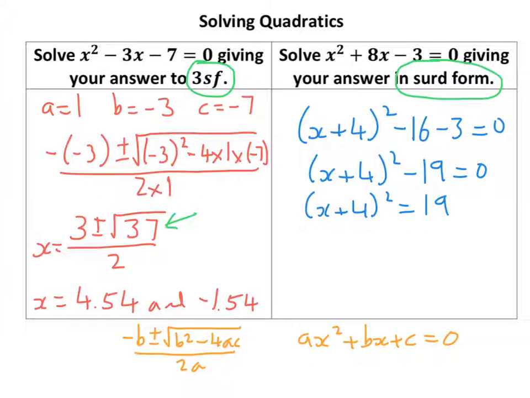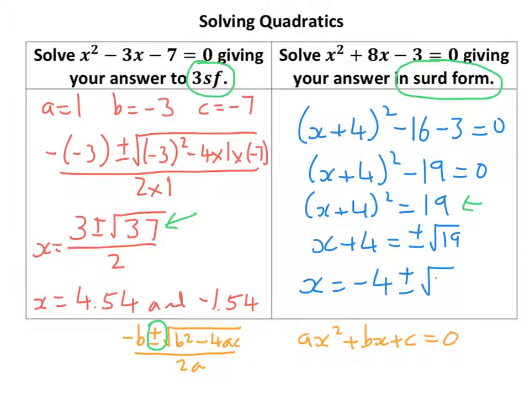Now this bit here has to be positive, otherwise it won't square root, because now we're going to square root everything to get rid of the squares. When you square root something, you get your plus or minus. And we get x equals -4 plus or minus the square root of 19. Right, and your two answers would be -4 plus root 19 and -4 minus root 19.